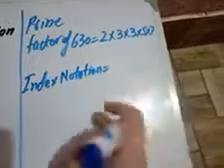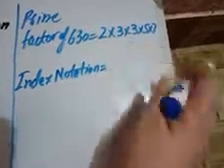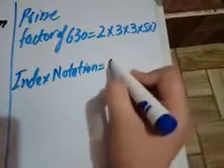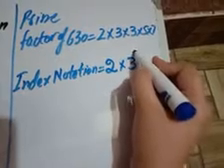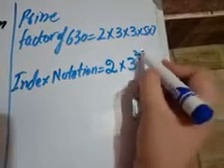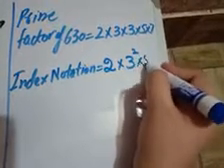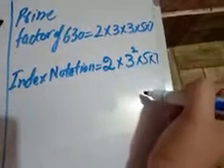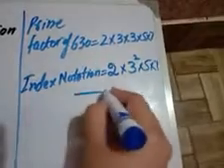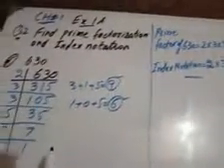In the index notation, the numbers which are repeated we will write in the index or the power. So 2 is not repeated, 2 is just written 1 time, 3 is repeating 2 times, so write here a 2 index, and 5 is written only 1 time, 7 is also written 1 time. It is the index notation of 630.